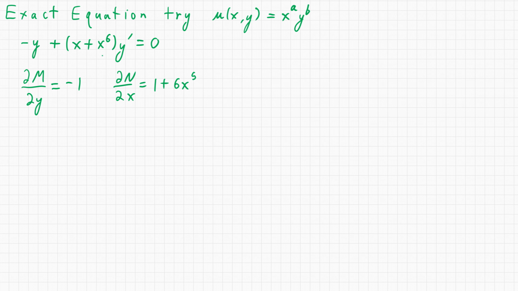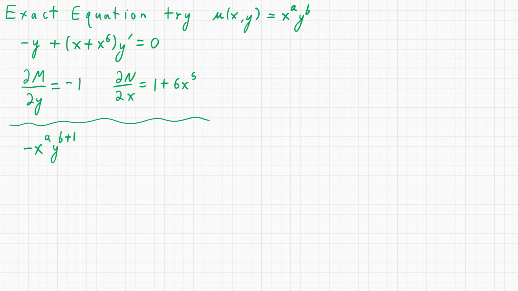So here we have the original ODE, and I've already checked here. Yeah, it's not exact. -1 does not equal 1 plus 6x to the fifth. Well, let's go ahead and try this and see what we have to pick a and b equal to in order to make this non-exact equation into an exact equation. All right, so multiply everything by x to the a, y to the b. We have a negative x to the a, and then y to the b times y, so it'll be y to the b plus 1.